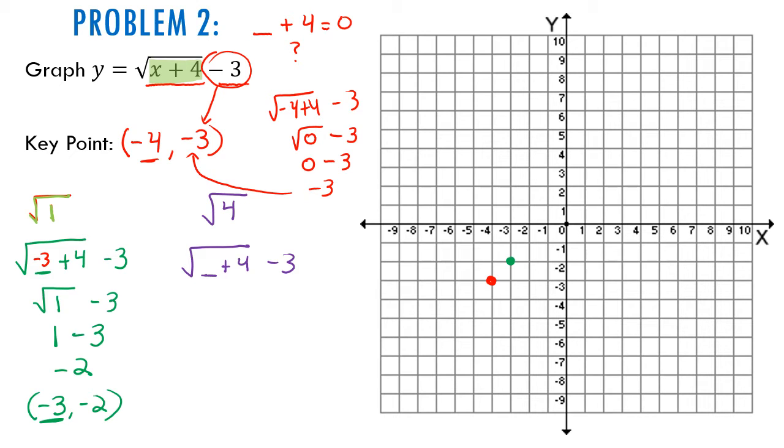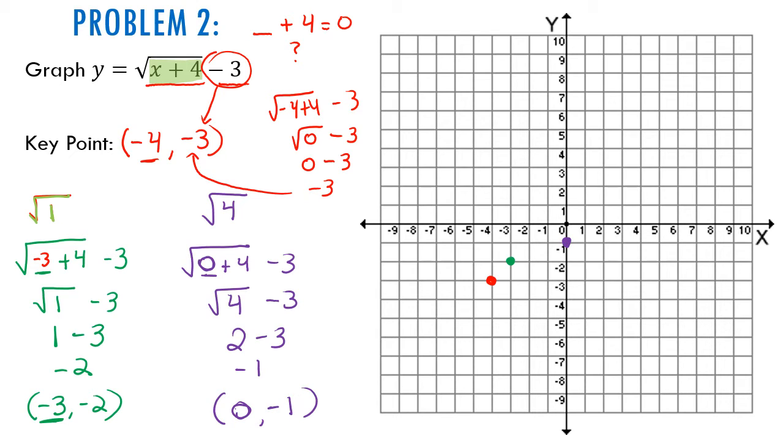Well, that would be the number 0. 0 plus 4 is 4. So I'd have square root 4, then my minus 3. The square root of 4 is a nice whole number, 2. Minus 3 is negative 1. That means the other point that I need is 0, negative 1.